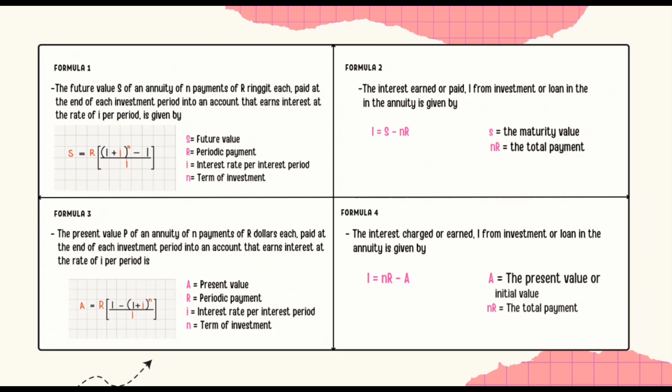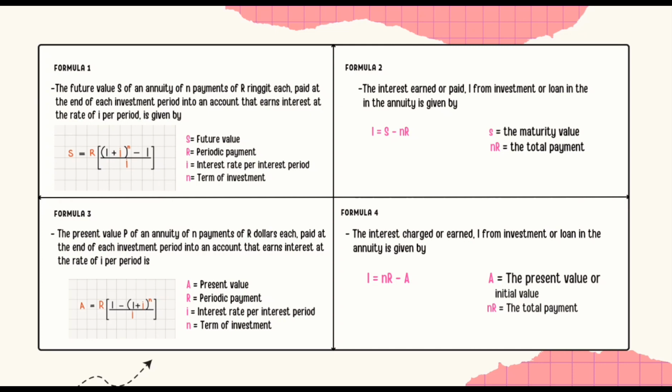Formula 1. The future value S of an annuity of n payments of R ringgit each, paid at the end of each investment period into an account that earns interest at the rate of i per period, is given by S equals R[(1 + i)^n - 1]/i. For more details, S is the future value, R is the periodic payment, i is the interest rate per interest period, and n is the term of investment. Formula 2. The interest earned or paid I from an investment or loan in the annuity is given by I equals S minus nR. S is the maturity value, nR is the total payment.